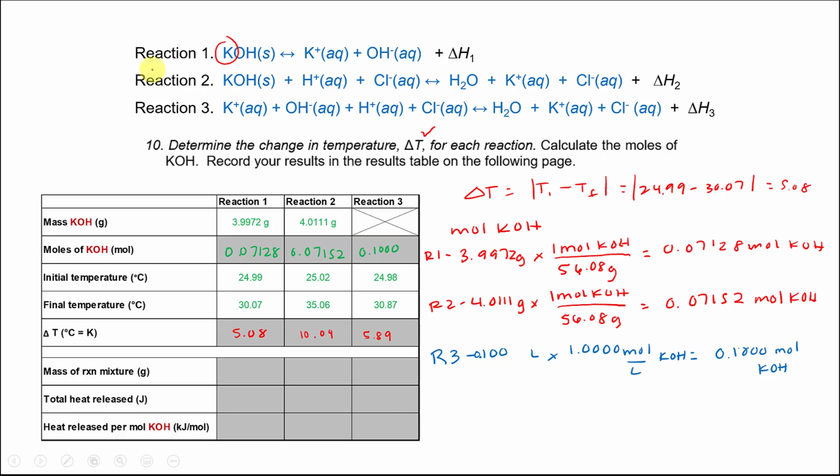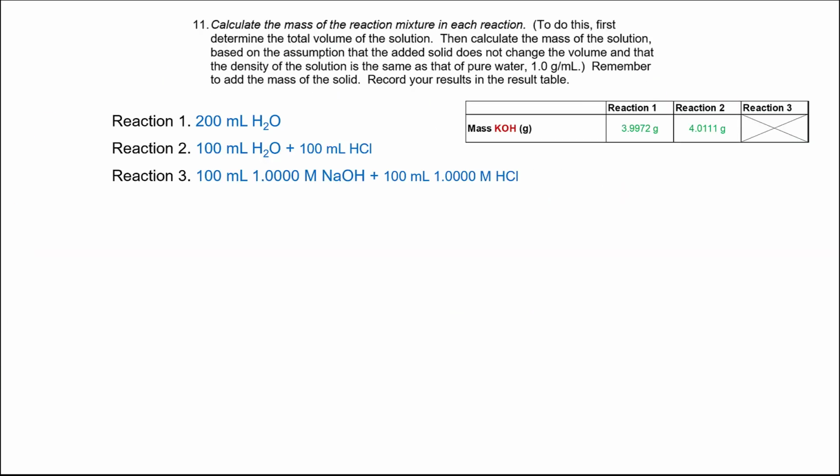All right, so we go to our next slide. So next we need to calculate the mass of the mixture in each reaction. For reaction 1, we're going to take the mass of water plus the mass of KOH in solution. And the mass of water, we can assume the density is 1 gram per mil. So if the density is 1 gram per mil, we can multiply that times 1 gram per milliliter to get the mass, which will be 200.0 grams, plus the mass of KOH. So that's our mass for reaction 1, and then you can fill that out in your table.